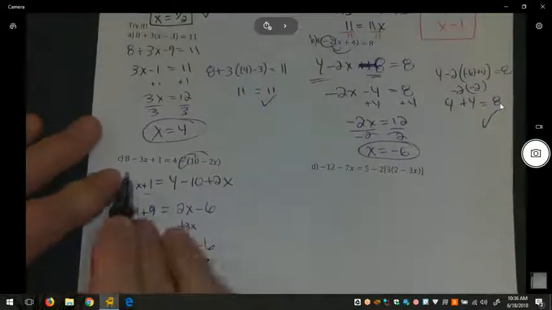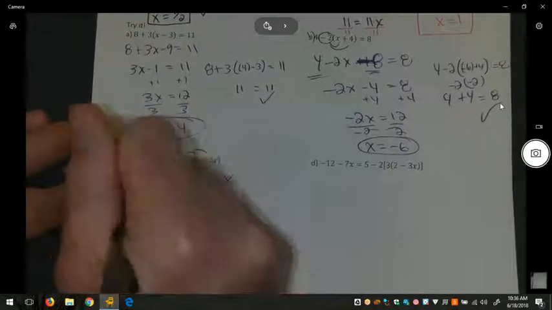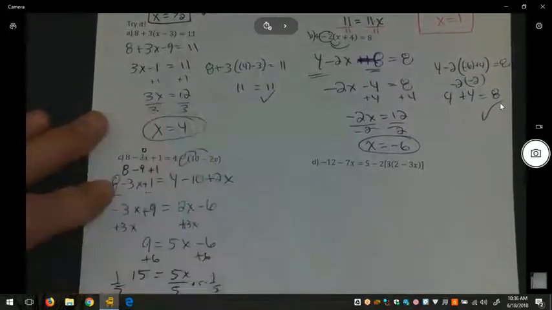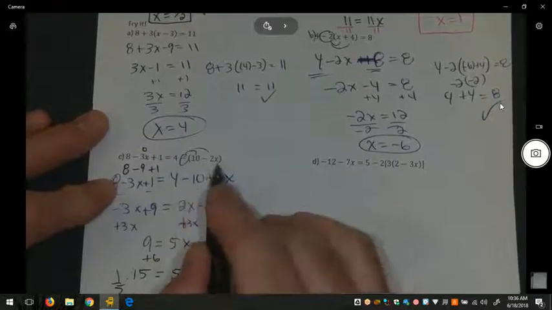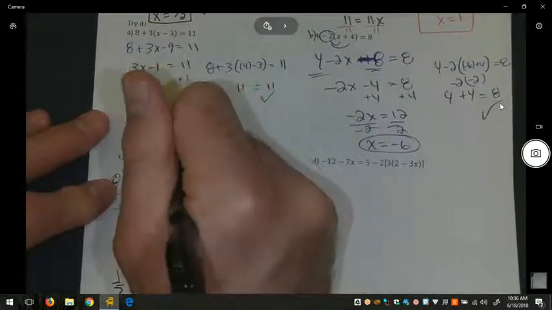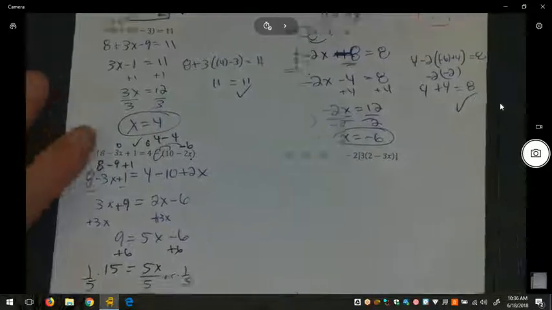Plugging that back in, negative 3 times 3 is negative 9. So 8 minus 9 plus 1. Negative 1 plus 1 is 0. Here, if I plug in 3, that's negative 2 times 3 is negative 6. 10 minus 6 is 4. 4 minus 4 is 0. So it works, the equation is balanced.